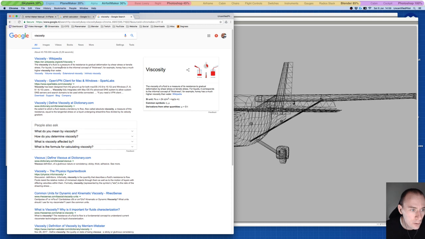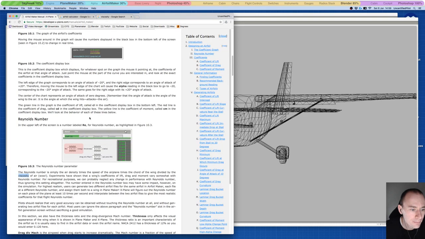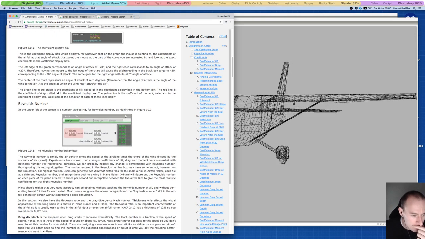Viscosity. The viscosity of a fluid is a measure of its resistance to gradual deformation by shear stress or tensile stress. Okay. So I guess how rigid the air is, something like that, or how fluid. Experiments have shown that a wing's coefficients of lift, drag, and moment vary somewhat. Yeah, what's moment? The green line is the coefficient of lift, the red line is drag, the yellow line is the coefficient of moment, called Cm. We'll look at the behavior of each of these lines below.